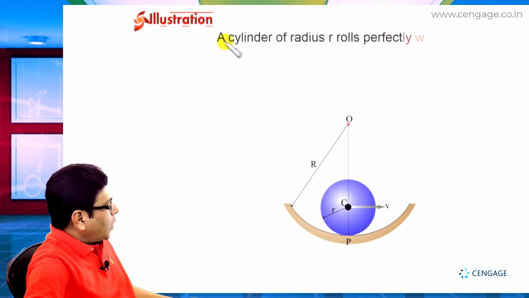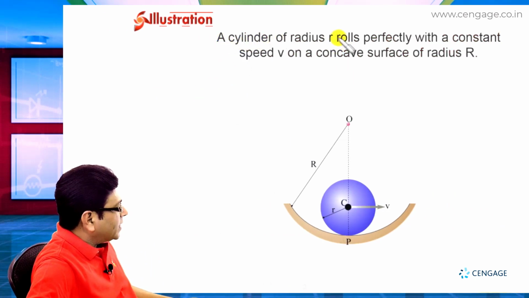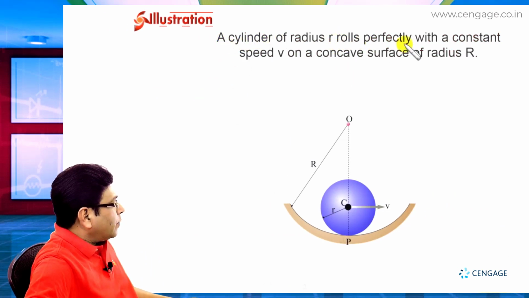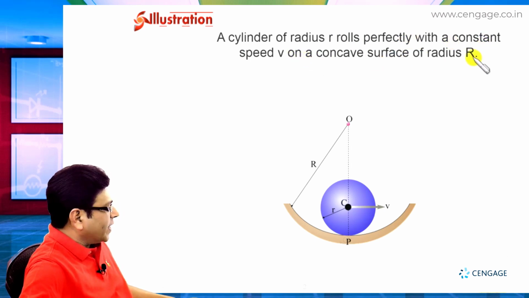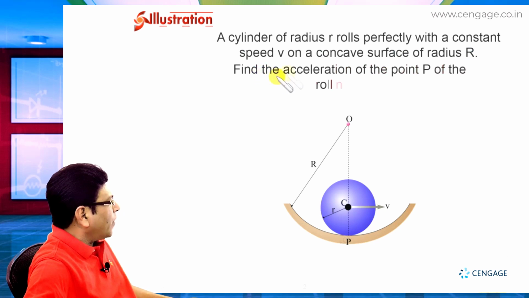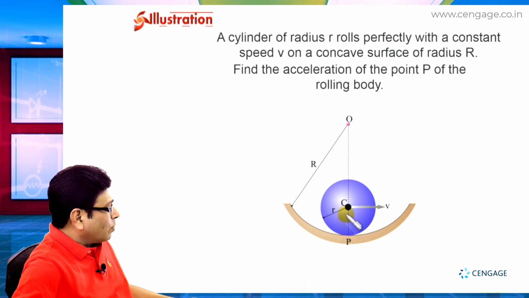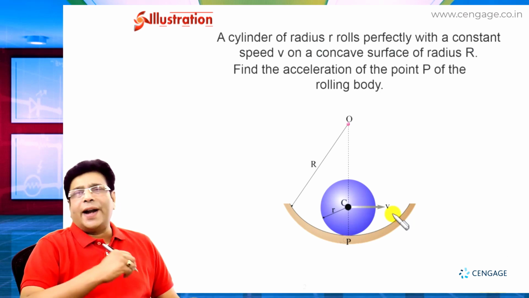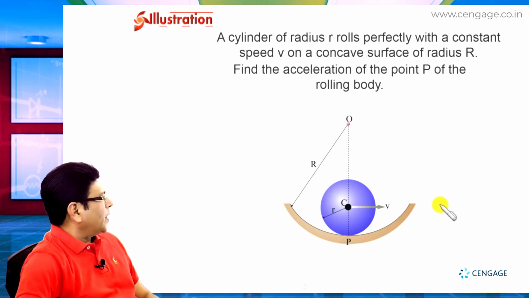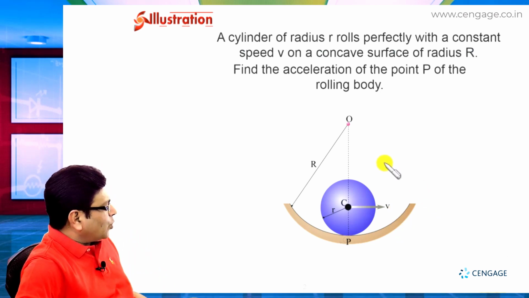In this illustration we are given a cylinder of radius small r. It is rolling perfectly with a constant speed v on a concave surface of radius capital R. Here we need to find the acceleration of point P of the rolling body. P is the lowest point of this rolling body in contact with the track. We need to find the net acceleration of this point P. Let us make the diagram to the next page.